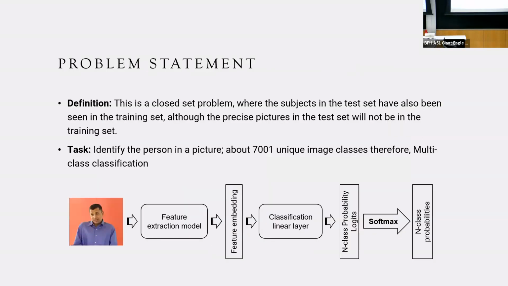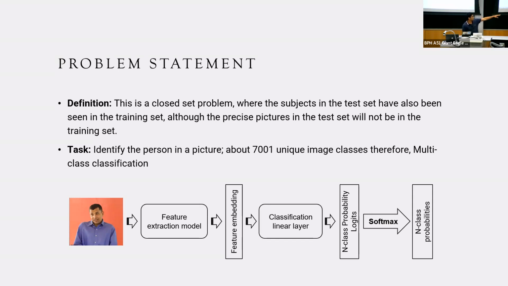So this is the flowchart which we'll be following for the homework two part two classification part. We give in an input image to the feature extraction model, which is basically a CNN model. It gives a feature embedding or feature vector, and we have a classification linear layer, which is a multi-layer perceptron. It takes in these feature embeddings, and we give an output, and the output dimension would be the number of classes.